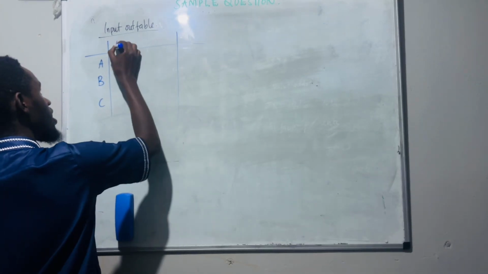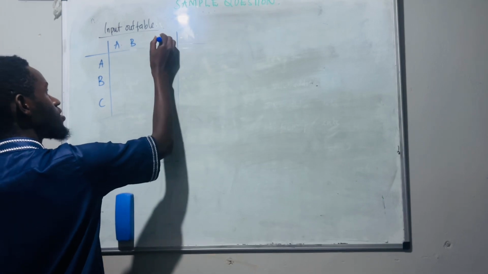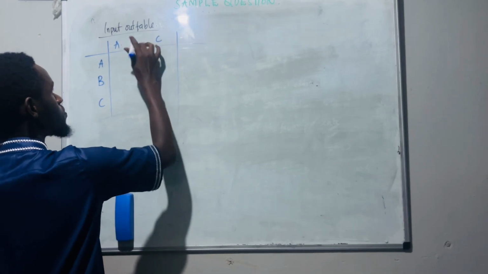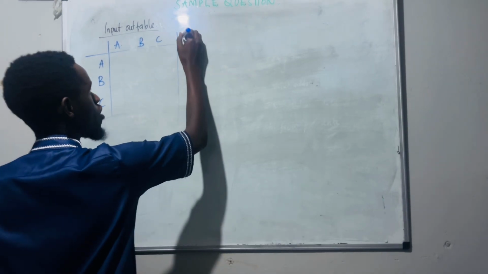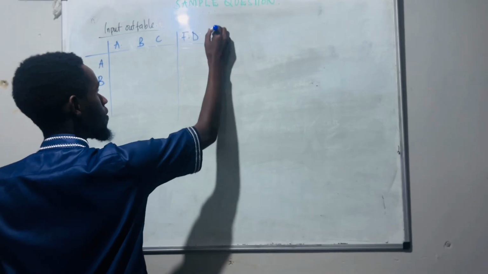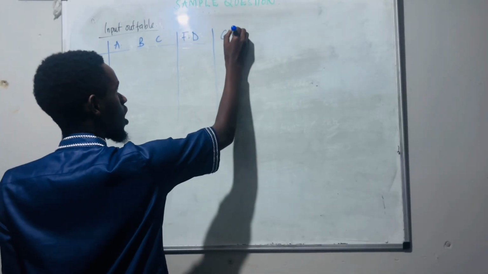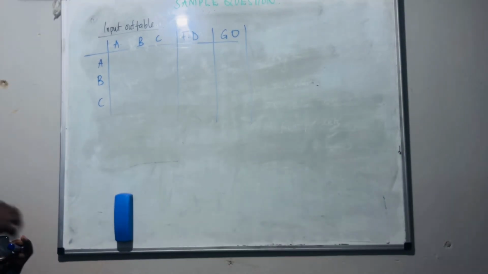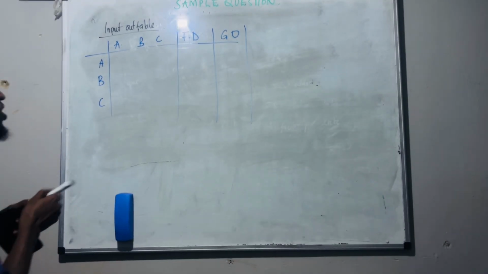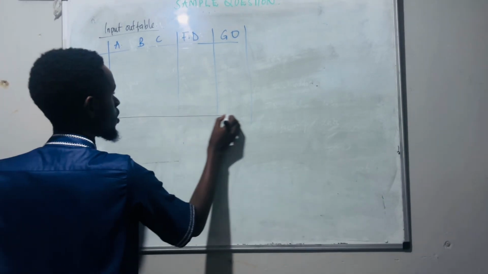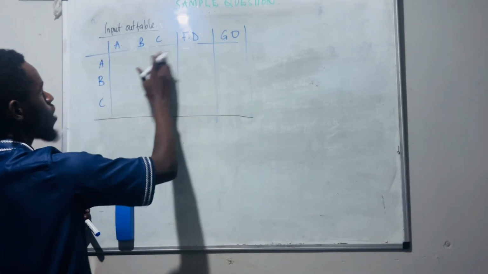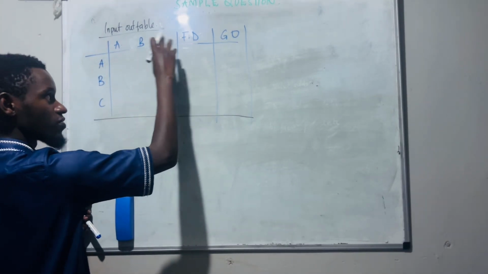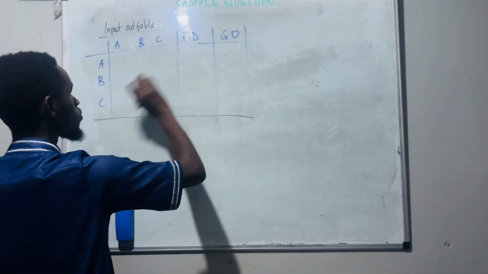Remember, we have A here again, B, and then C. Yes, B and C. And then here you have final demand. Then here you have gross output. In that way, recall that in order for us to get gross output, we need to add intermediate inputs plus final demand equals gross output.